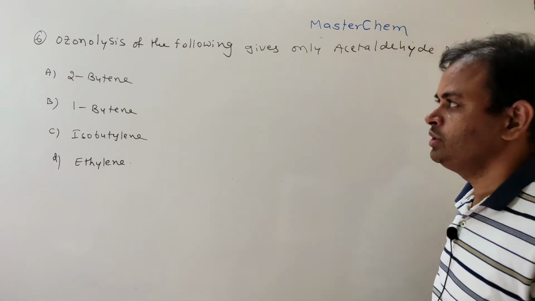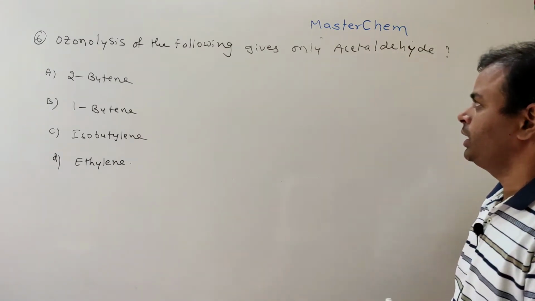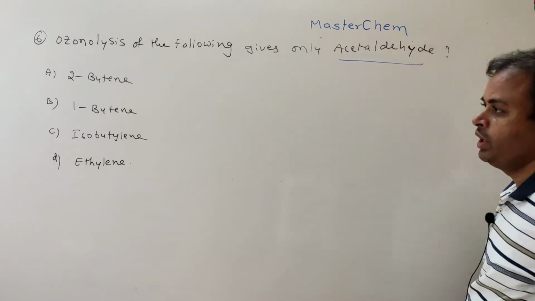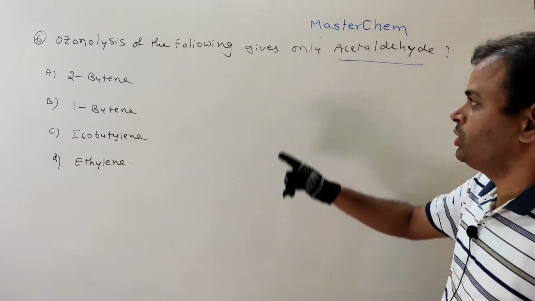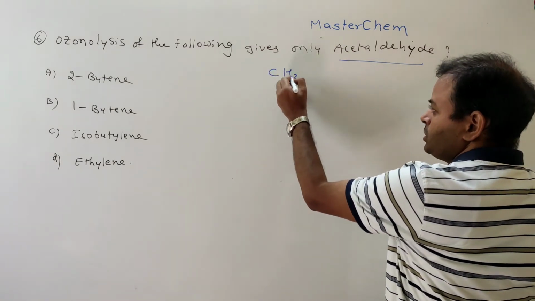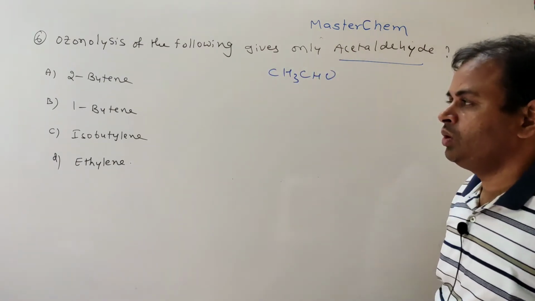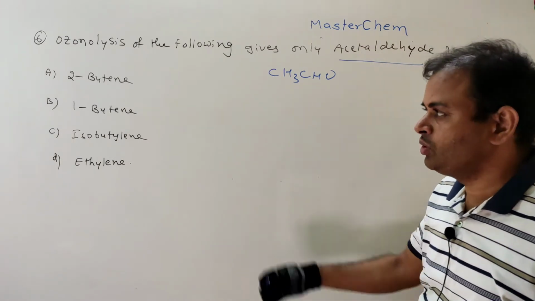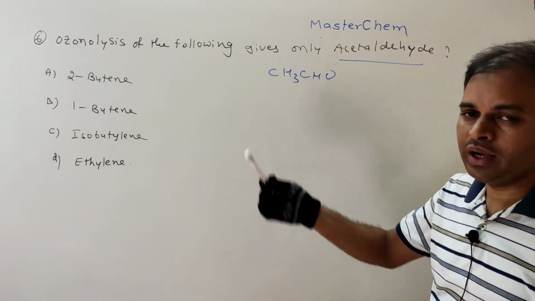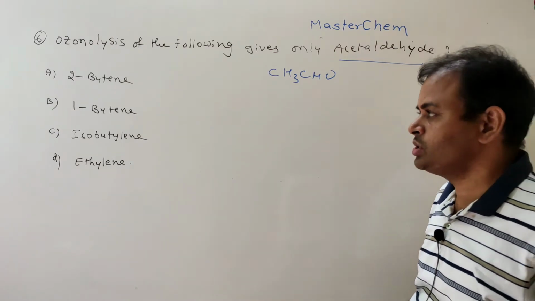Next reaction, sixth one: ozonolysis of which of the following gives only acetaldehyde? What is the reaction? Ozonolysis. Acetaldehyde means CH3CHO. I have already explained this in the fifth question. So how to write the ozonolysis product directly from the reactant?